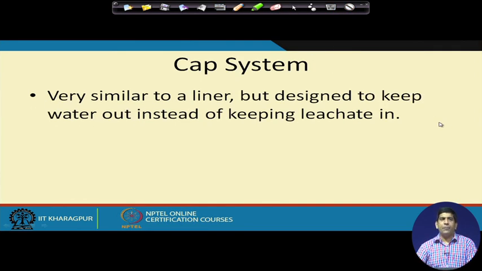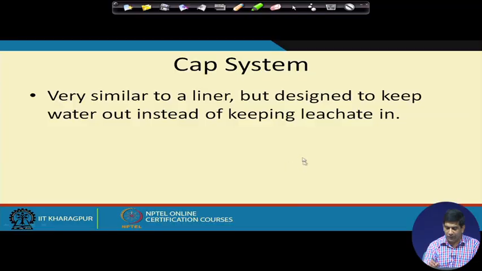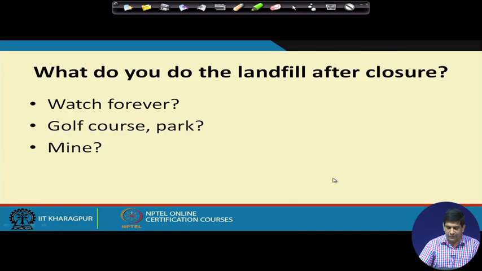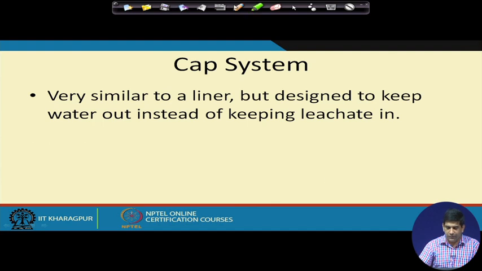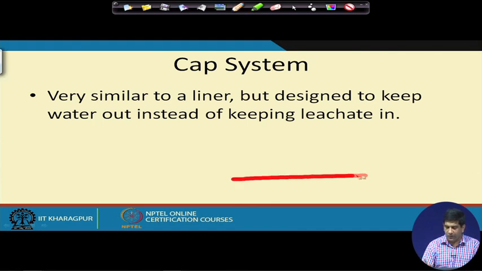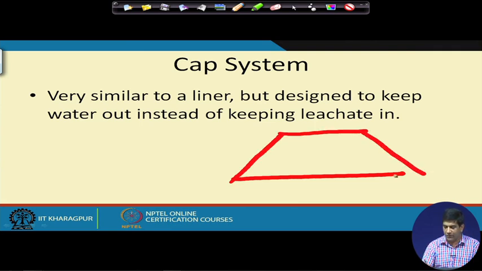And then we talked about the liner system. Now we have the cap system. The cap system is on the top. So if you look at the cross section of the landfill, it is something like this. We have this top cover, and then we have the side slope. At the bottom we had the leachate liner system and the leachate collection system. Then we have the side slope going up the landfill, and we use anchor trenches over here, anchor trenches over here.